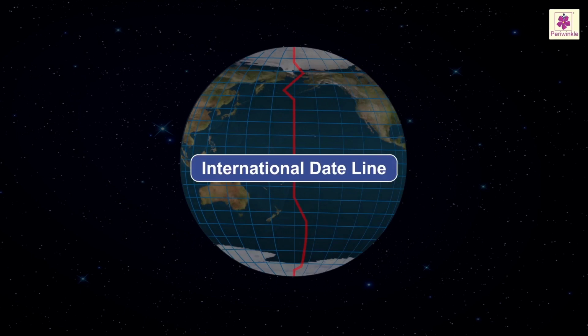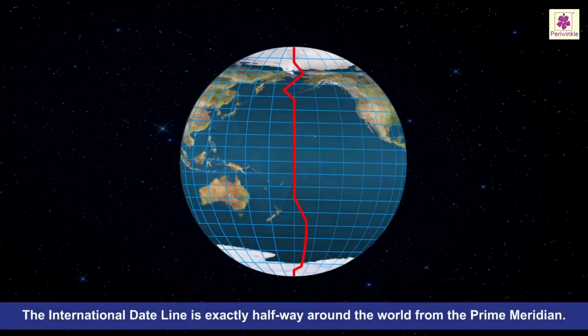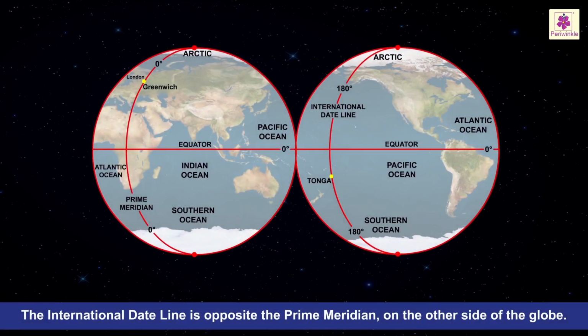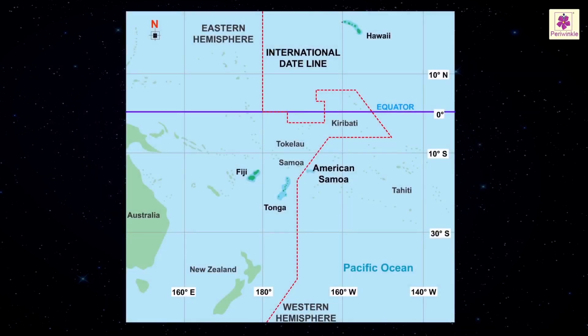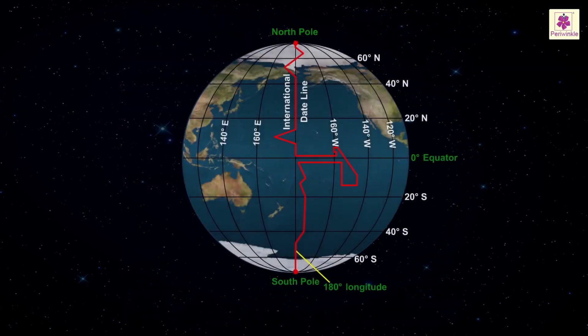International date line. The international date line is exactly halfway around the world from the prime meridian. It is opposite the prime meridian on the other side of the globe. It runs from the North Pole to the South Pole. It passes almost through the middle of the Pacific Ocean. The international date line follows the 180 degrees longitude. In some places, it deviates from that meridian to the east or to the west.